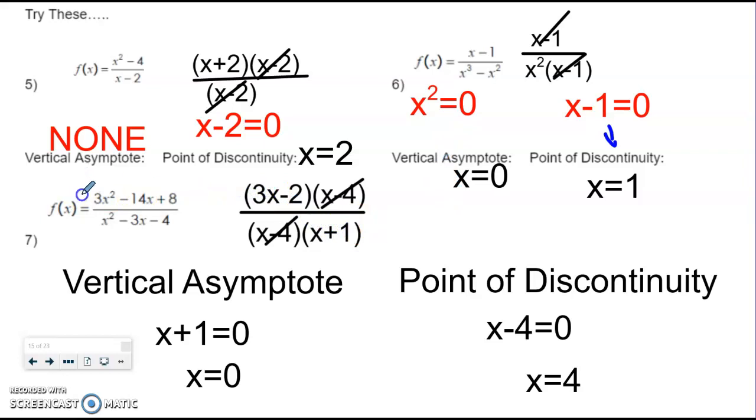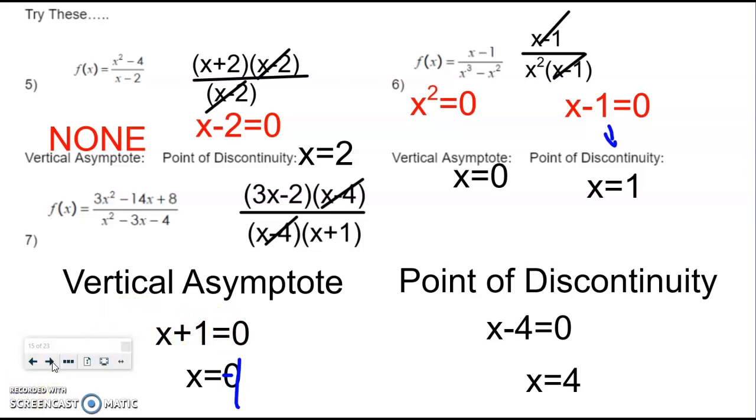When I look at this last one, I factored out 3x squared minus 14x plus 8. I got 3x minus 2 times x minus 4. In the denominator, I got x minus 4 times x plus 1. Because those two x minus 4's cancel, that's why I ended up with a point of discontinuity, and that's at x equals 4. And then x plus 1 is in the denominator, so that's going to be my vertical asymptote. And when I set x plus 1 equal to 0, I should get x to be negative 1. Okay, so that's just stuff to keep in mind for that.